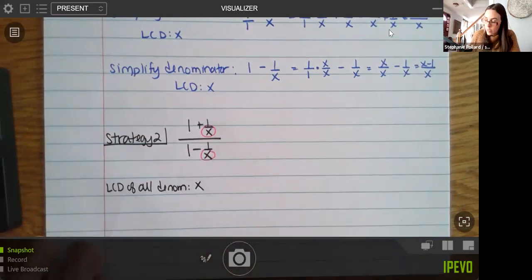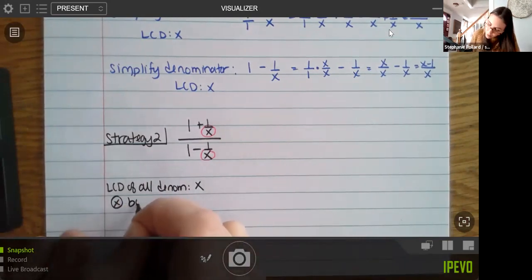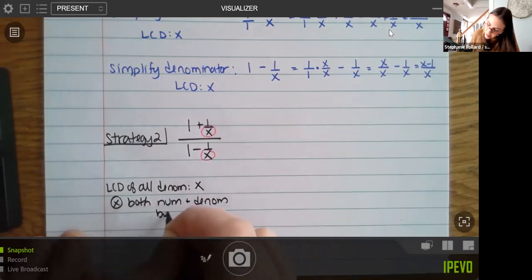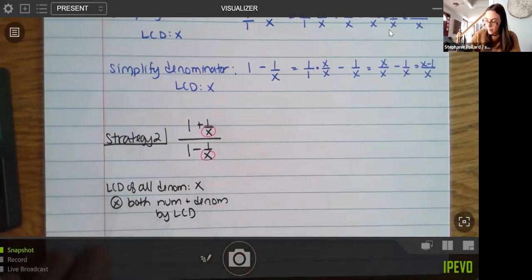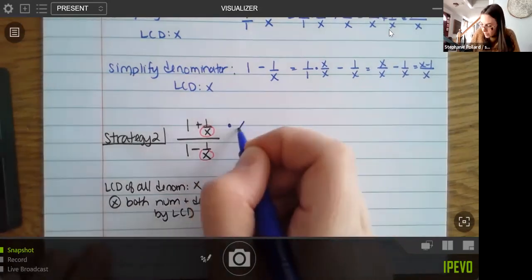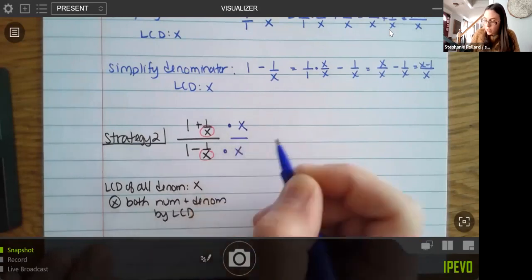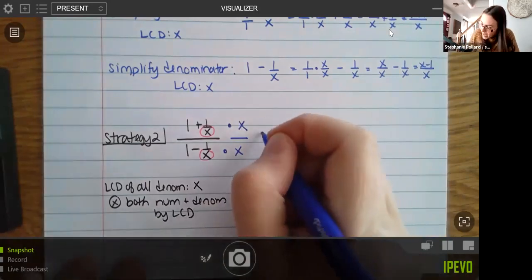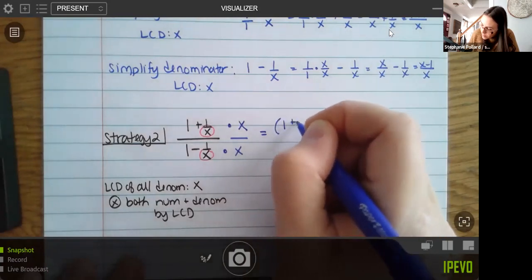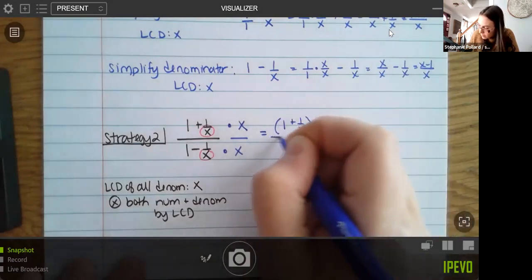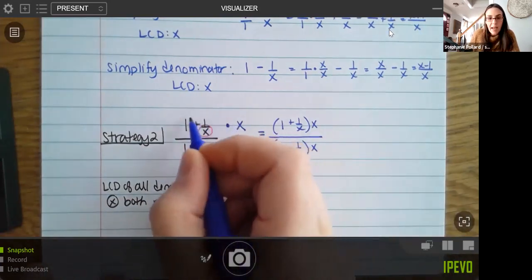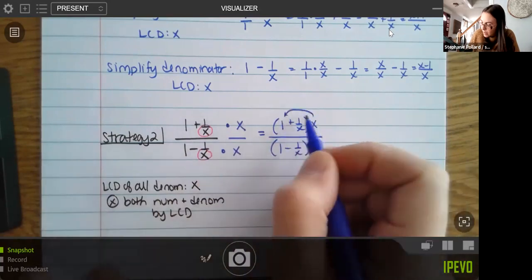And then you multiply both the numerator and denominator by the LCD. So I'm going to multiply the numerator by x and the denominator by x. I'm still just multiplying by a factor of 1 here, like I have been doing, but I'm multiplying on the top and on the bottom. Now I'm just going to rewrite this so you can see that when you do this, you're going to end up distributing that x to both parts. So I'm going to multiply it through.